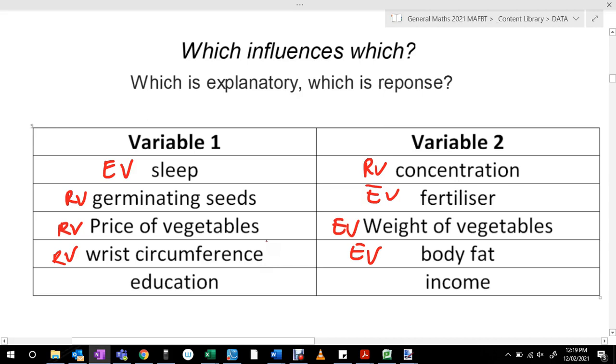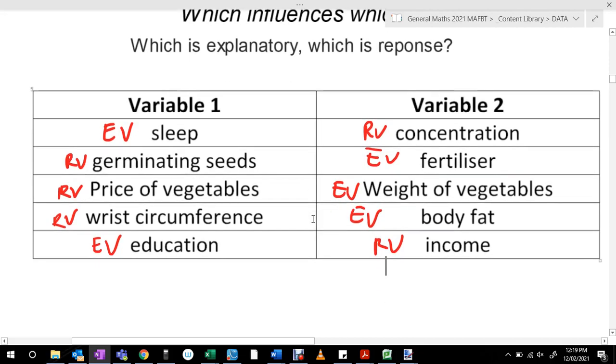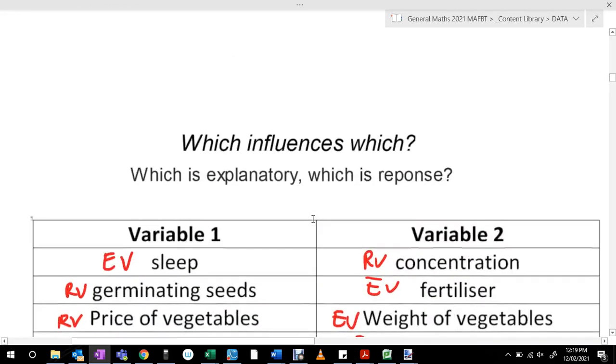And last one, education and income. Education is EV. Generally, yeah, but also you think about some people in life who don't have a good education, they might have a high income. So it is debatable. The more money you have, the higher income can get a better education as well. Exactly. It is debatable. So, some things to think about, yeah?